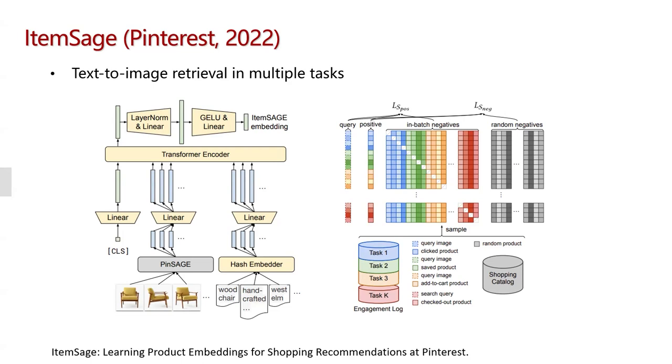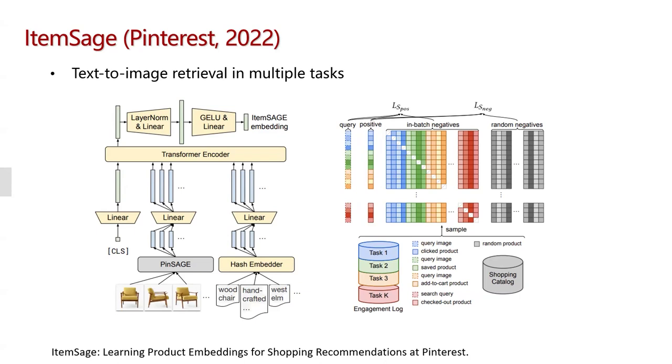So this may be because the model size is not so large, and the hash embedding and the pin stage embedding on the image may have already lost many semantic features. So they do not need to use very deep transformers to capture the very deep semantics, right? From this figure, we can see that the text features and the image embeddings are fused by the transformer encoder. And this is a very simple method, and they use the CLS embedding as the final unified feature of an item, right? So this feature will be further transformed by some linear layers into the atom stage embedding.